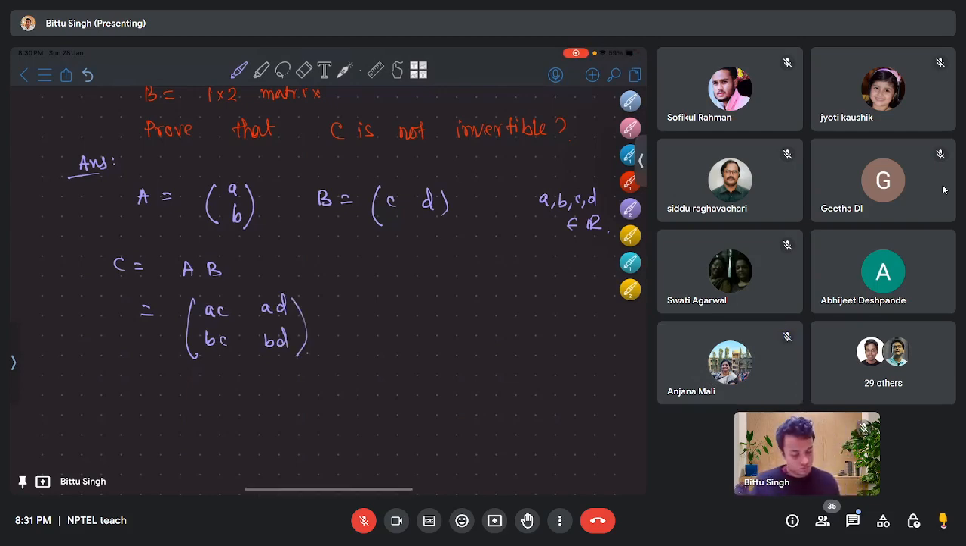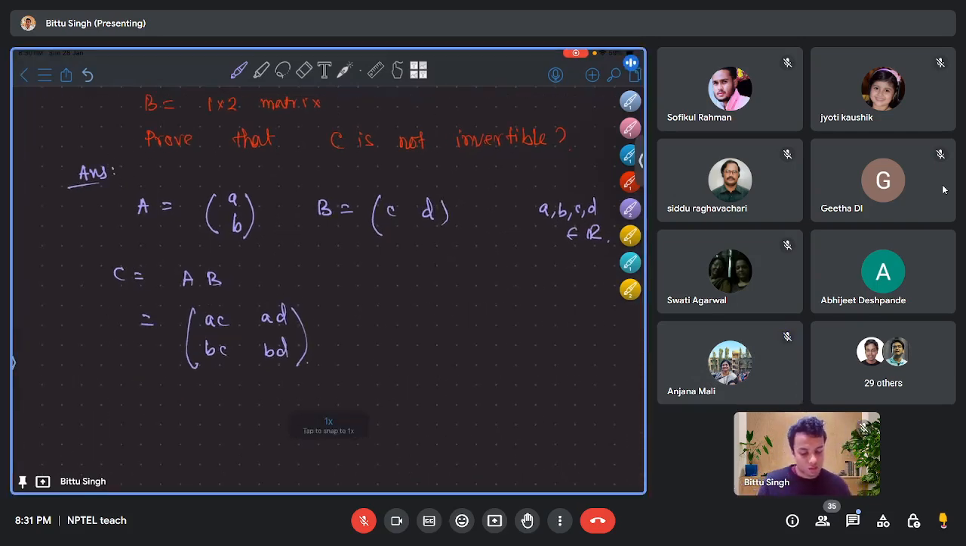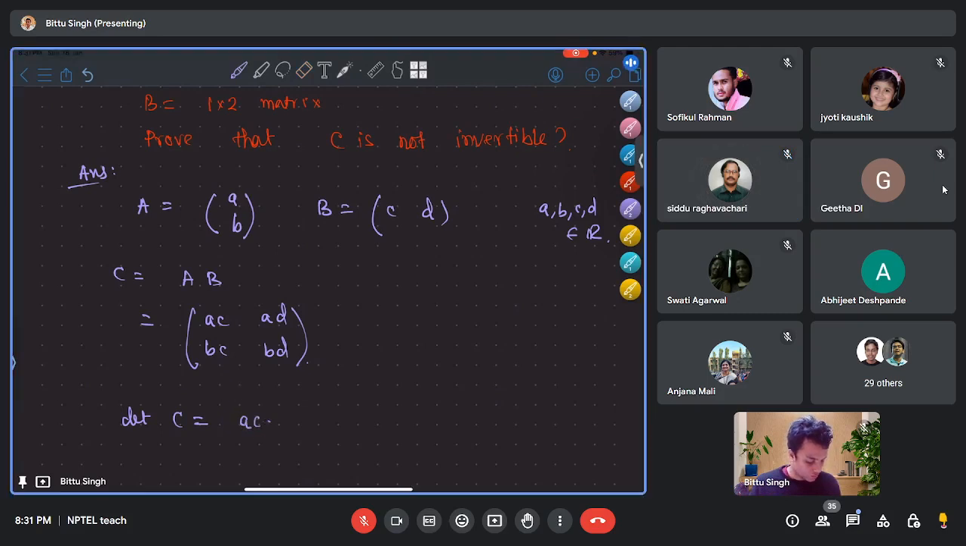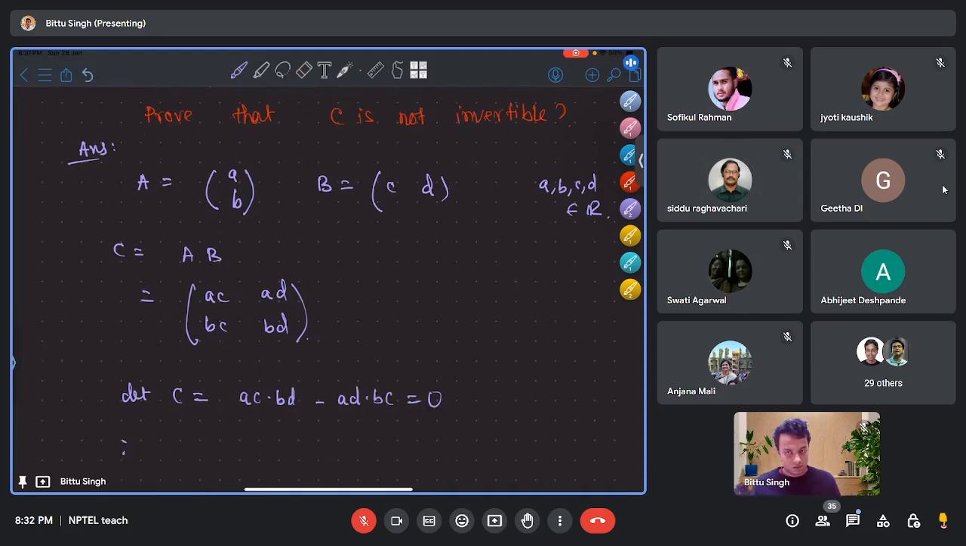Now, what can you say? The determinant of C is 0. Therefore, it is not invertible, because it is ac times bd minus ad times bc, which is 0. Therefore, C is not invertible.